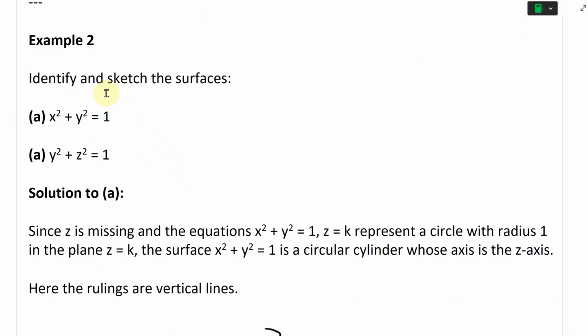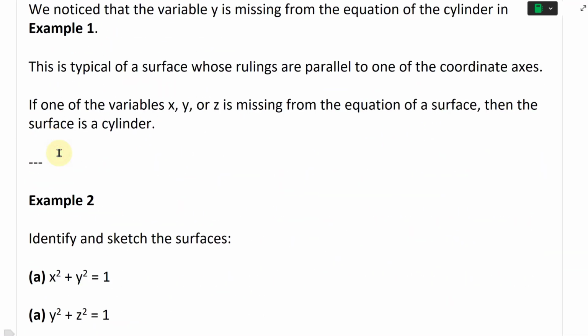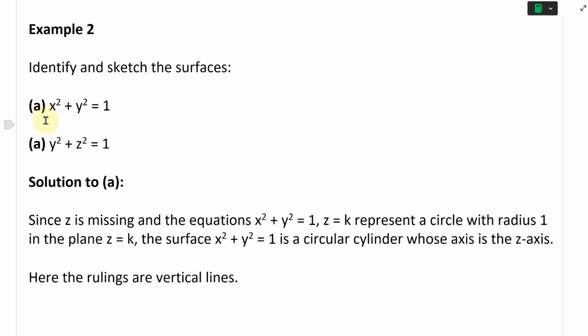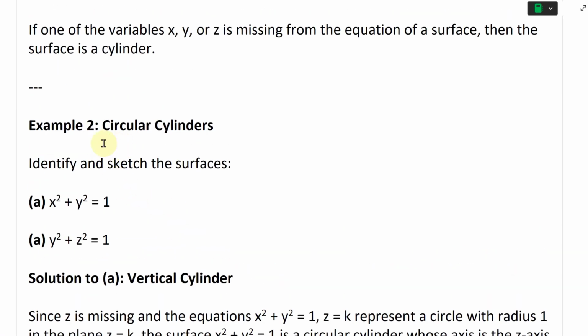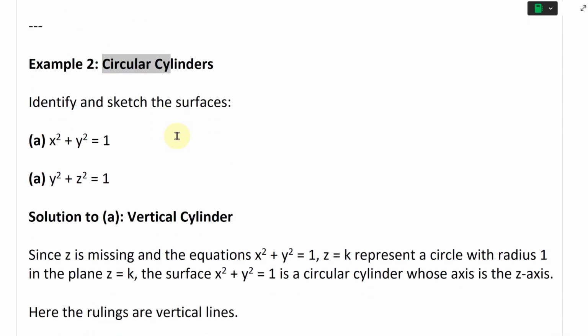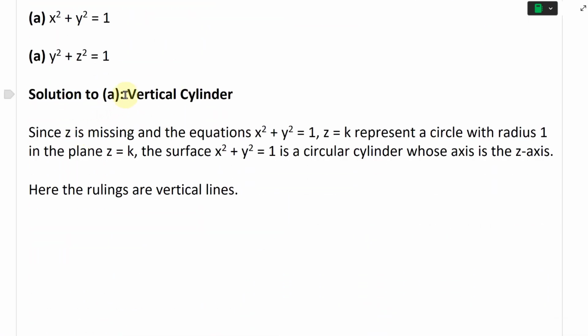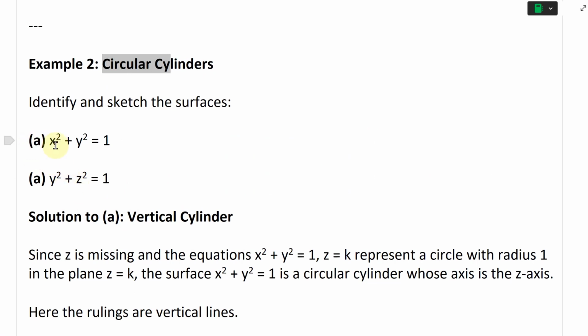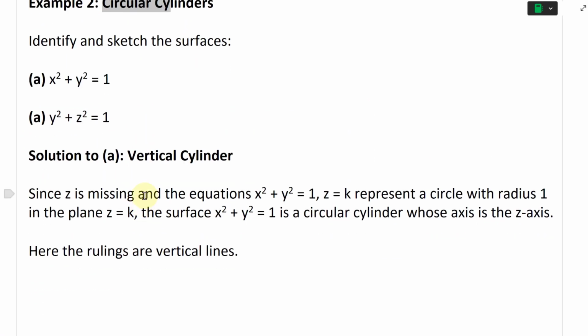This one says, identify and sketch the surfaces. We have two parts, part A and part B. We'll look at part A right here. First off, I just updated the description. These are examples we're going to be dealing with circular cylinders. The solution to part A is going to be a vertical cylinder, and I'll show that soon. We have x squared plus y squared equals 1.